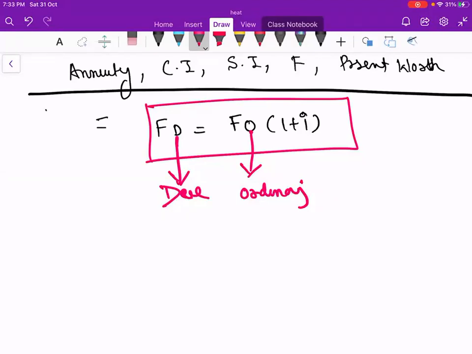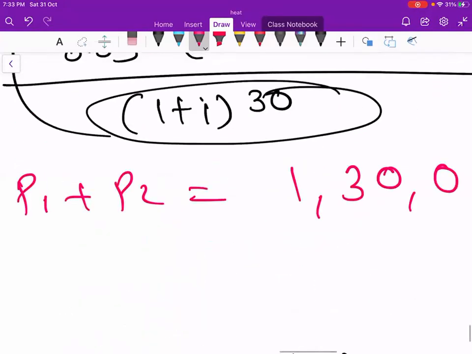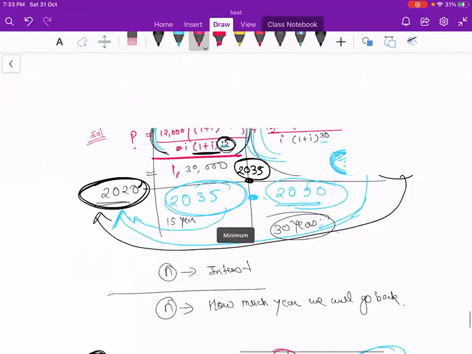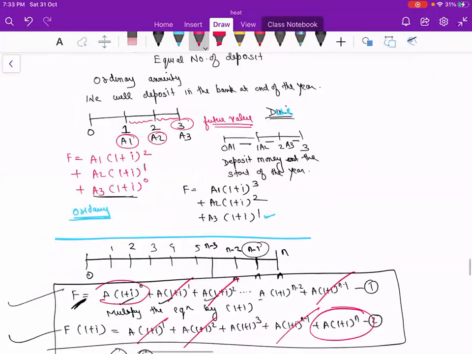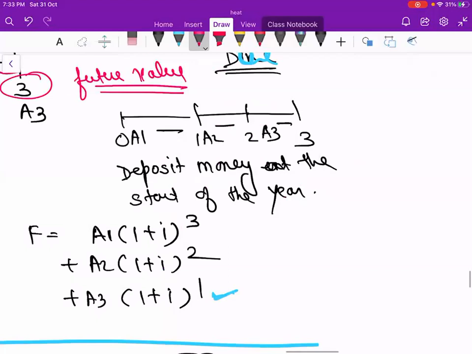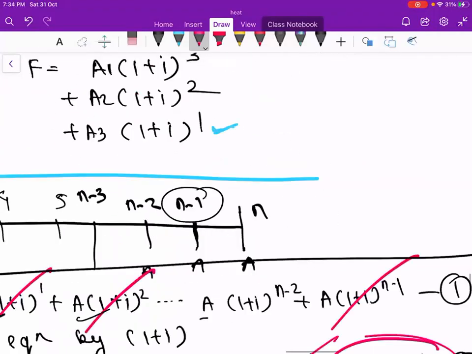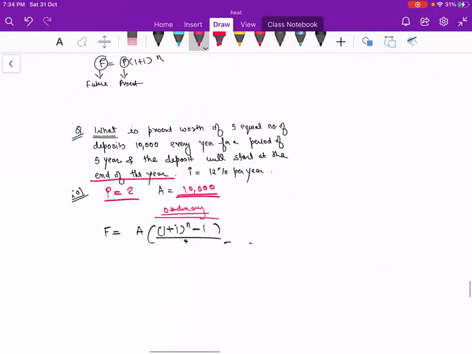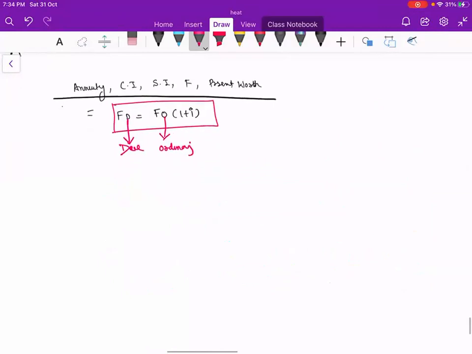Samito, we have done this now. The FD due means this. We have done this earlier. See here, Samito, this is due. We have derived it. It is where we do the deposit at the starting of the year. That is due.